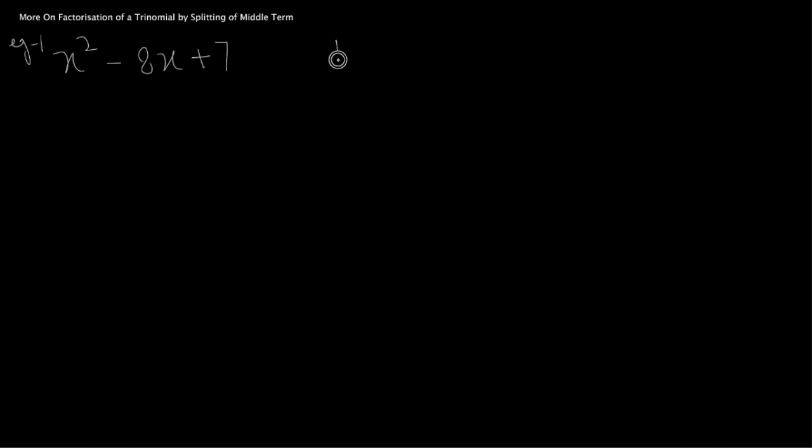Now we take the coefficient of x square, which in this case is 1, and the constant, which is 7, as the product. So 1 multiplied by 7 is 7. And we take the middle term, which is the coefficient of x, as the sum, which is minus 8 over here. Now we make two factors of 7, as I have described in my previous video. The factors of 7 are 7 and 1. Because the sum is minus 8, we're going to write the factors as minus 1 and minus 7.